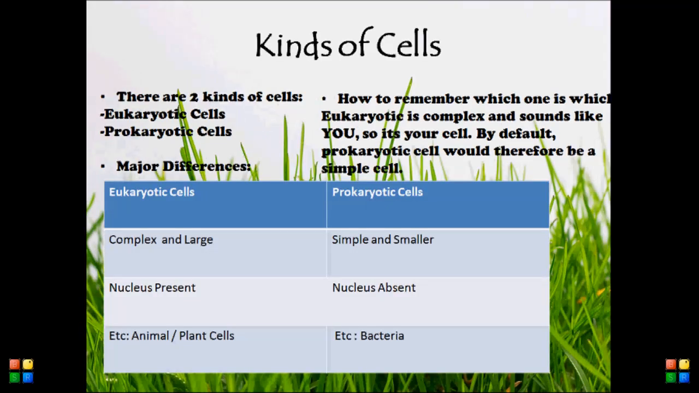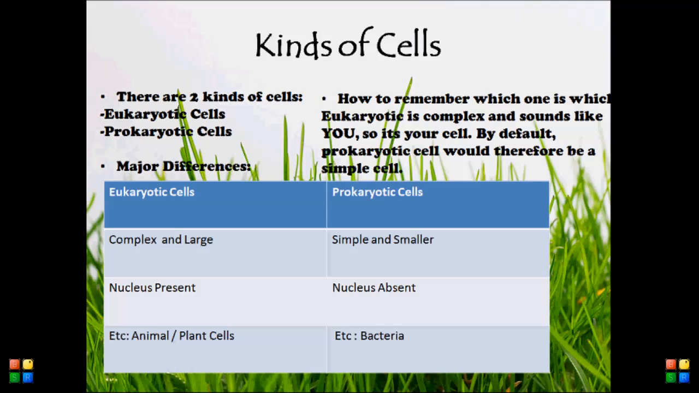Okay, so the kinds of cell. There are two kinds of cells, eukaryotic cells and prokaryotic cells. The major differences in prokaryotic and eukaryotic cells is that eukaryotic cells are large and complex, and they have a nucleus present. A common example of what a eukaryotic cell would be is animal or plant cell. A prokaryotic cell is a much simpler and smaller cell. The nucleus is absent in the prokaryotic cell, and an example of a prokaryotic cell would be bacteria.